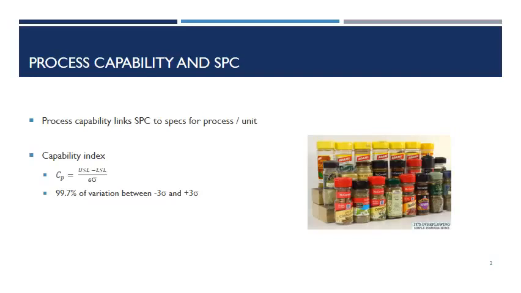Recall that in the normal distribution, review Chapter 17 for more information on that normal distribution, we found that 99.7% of variation was between minus 3 sigma and plus 3 sigma. The distance between these values then is 6 sigma. Therefore, we measure the ratio of the specified limits of the process and the normal spread of variation inherent in the process with the capability index.